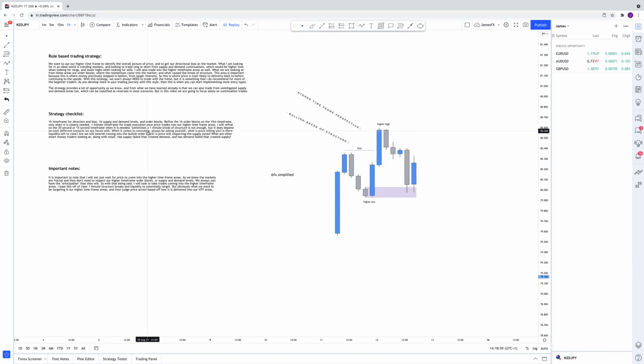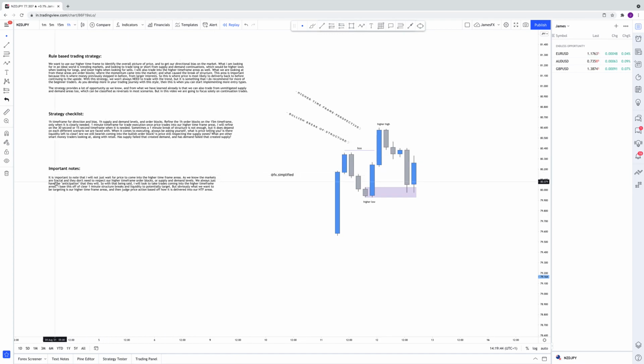So when it comes to executing, always be asking yourself, what is price telling you? Is there liquidity left to clear? Are we still bearish coming into the bullish order block? Is price still respecting the supply zones on a lower time frame, that is? What are other smart money traders looking at along with retail traders? Has supply failed that created demand, and has demand failed that created supply? These are the questions that I'm always asking myself when I'm looking at entering trades, and it's important that you do the same, so you can stick to taking high quality trades and filter out the bad ones.